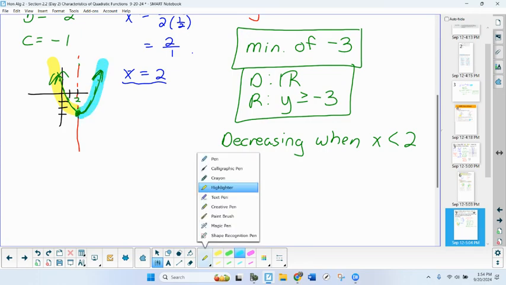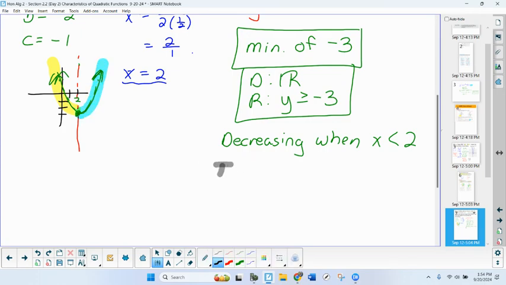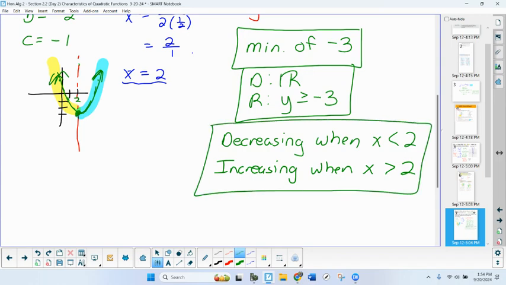I'm increasing. So once I get here, I start going uphill. So now I'm going to say I am increasing for values of x that are what? Good. Increasing when x is greater than 2. What do you guys think there? Is the increasing, decreasing stuff a little tricky? Not really. Do you guys remember that from Algebra 1? A little bit. Okay.